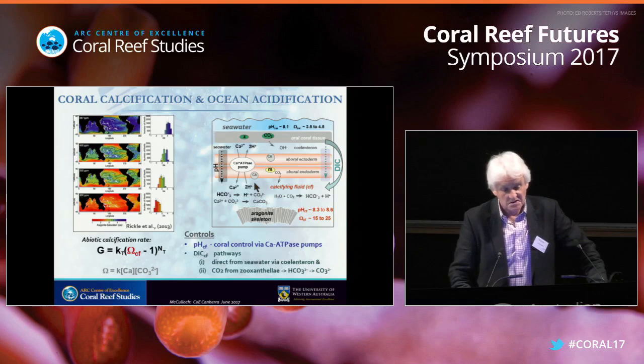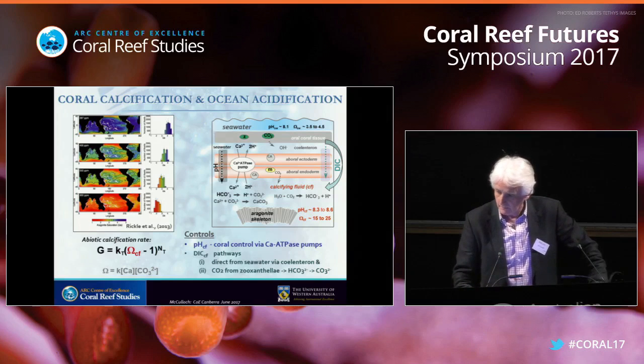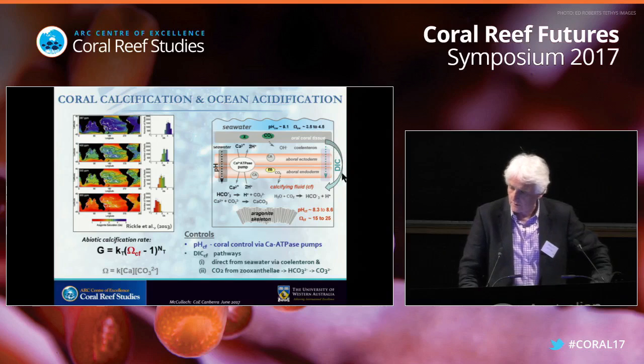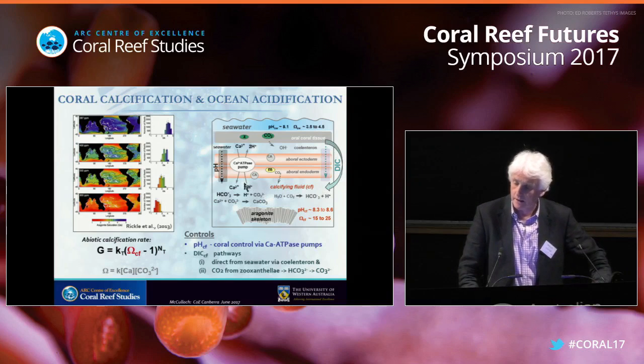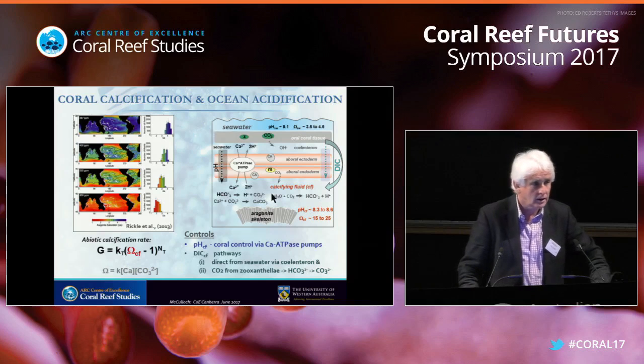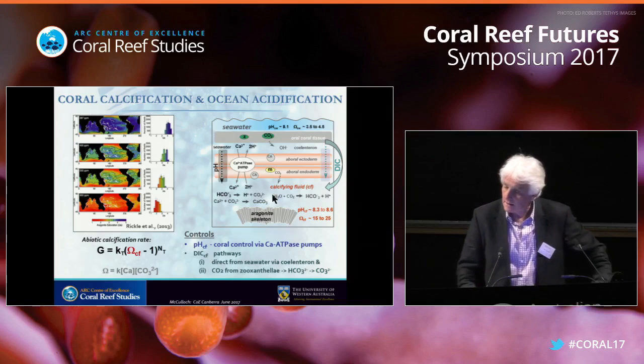We did most of this work about 5 years ago. We're still working on it, and we used data from fixed experiments, which I'll show you in a moment. The other part we never really knew how to deal with was the supply of DIC, i.e. carbon itself. How does that get into the calcifying fluid? We know there's a direct seawater pathway, so some of the DIC, the total dissolved inorganic carbon, is what you ultimately make the calcium carbonate from.